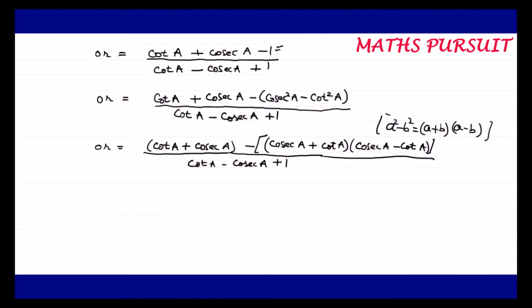In the next step, let us see what we are going to do. Again we are going to rearrange this equation a little bit. You could see here cosec A cot A, cosec A cot A, but here we have cot A plus cosec A. Let us rearrange that to cosec A plus cot A. If I rearrange to cosec A plus cot A, there is no harm or change.